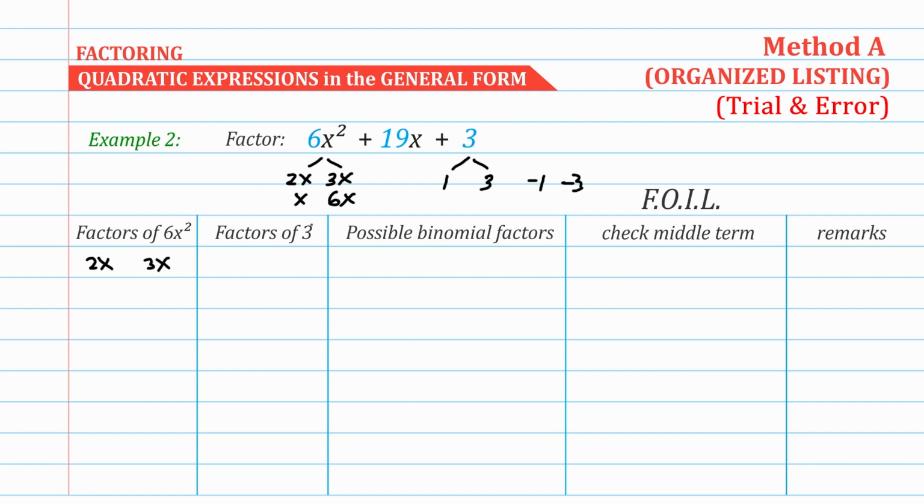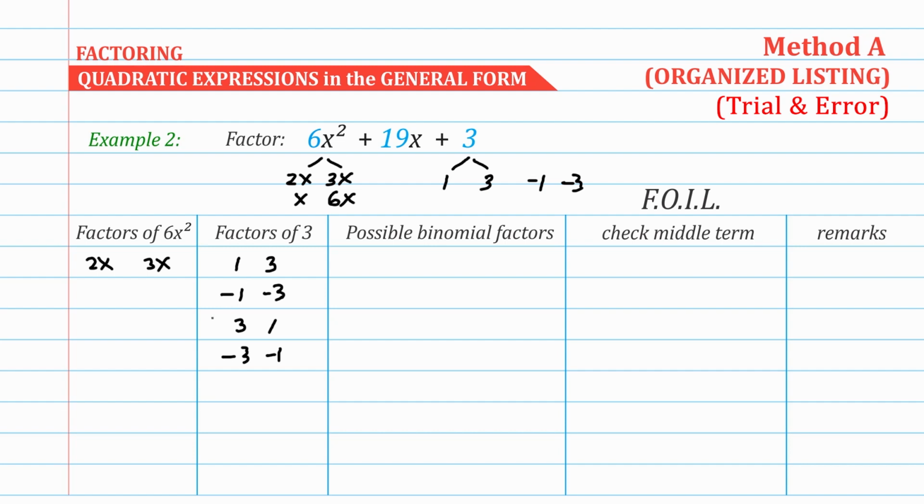And then, the factors of positive 3, we have 1, 3, I'm just copying this, negative 1, negative 3. However, from our previous example, we learned that we should consider flipping this one. So, 1, 3, flip it, 3, 1. Negative 1, negative 3, flip it, negative 3, negative 1. The reason for that is magkaiba na ang ating factors. Hindi na dati na x and x lang. 2x and 3x, therefore, another possibility.